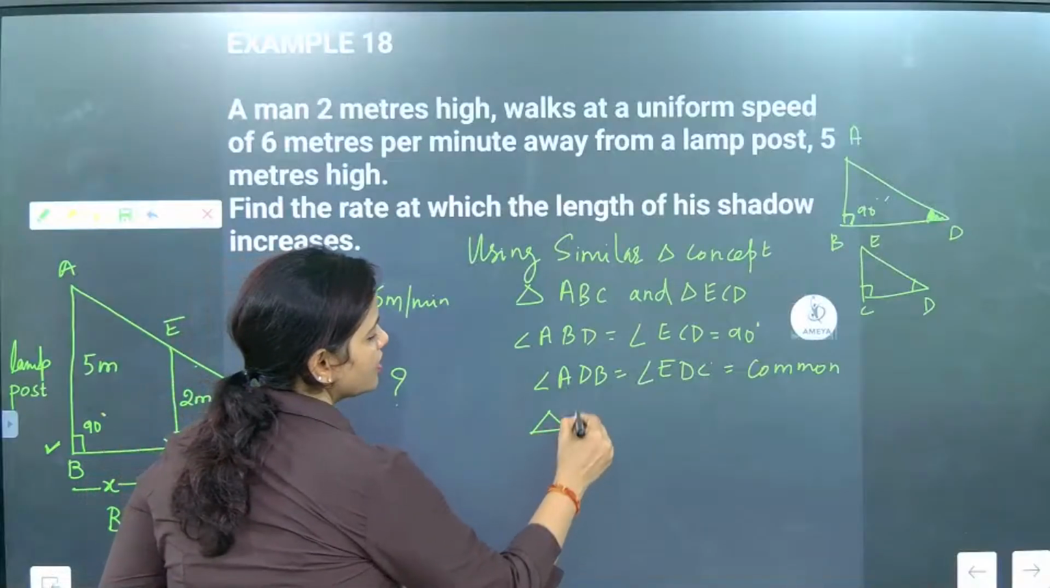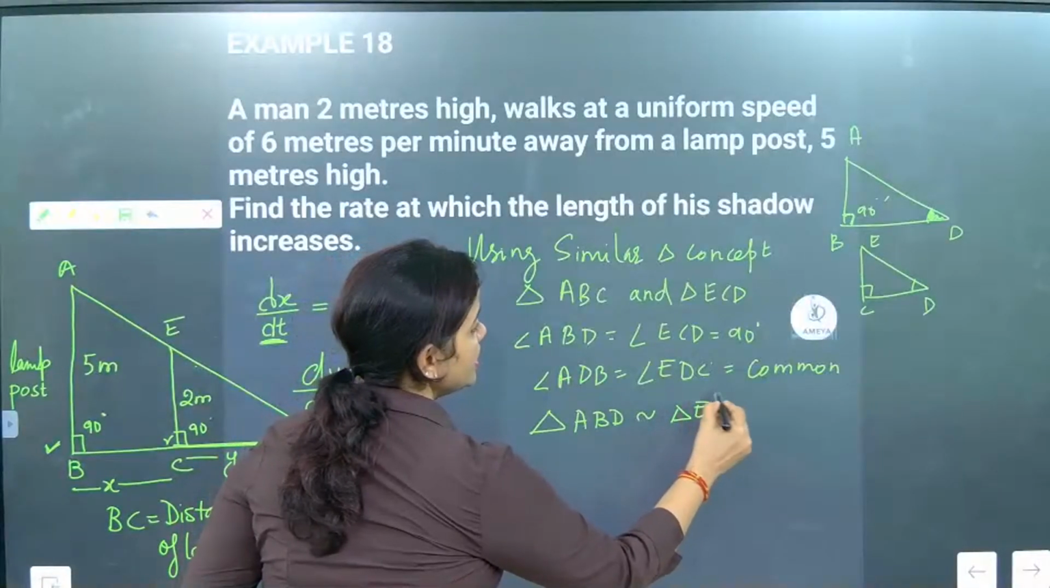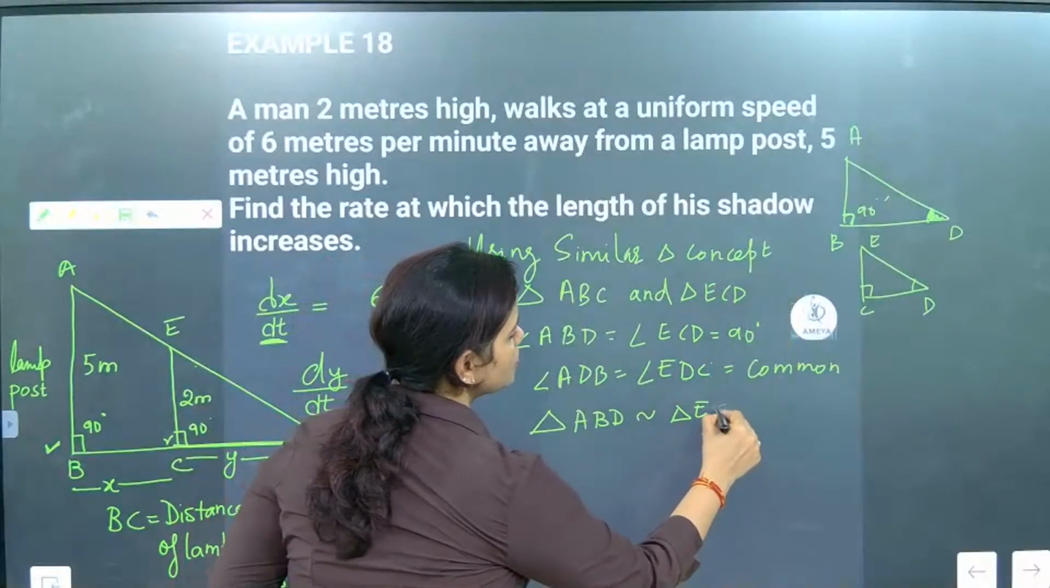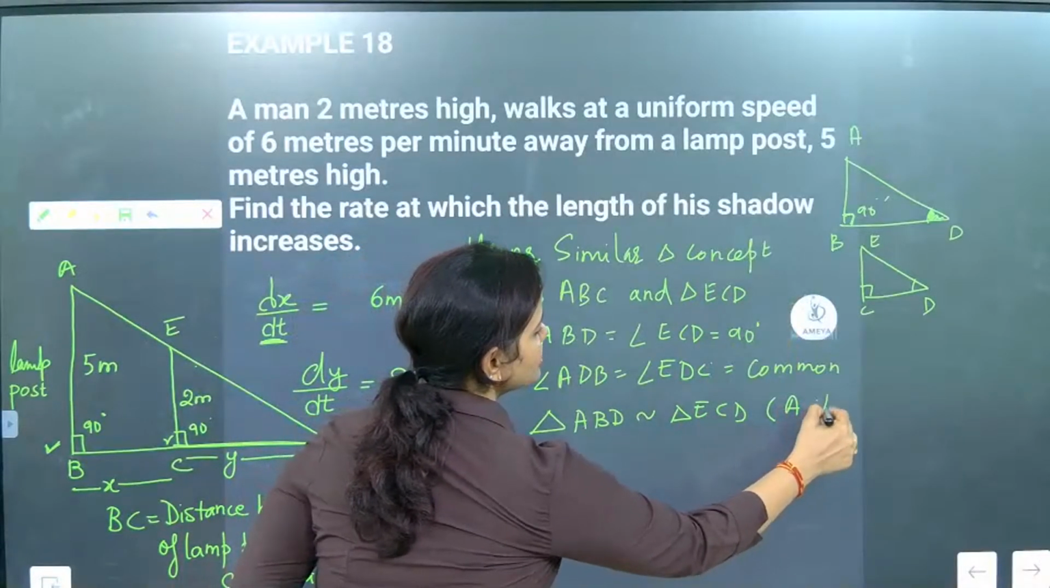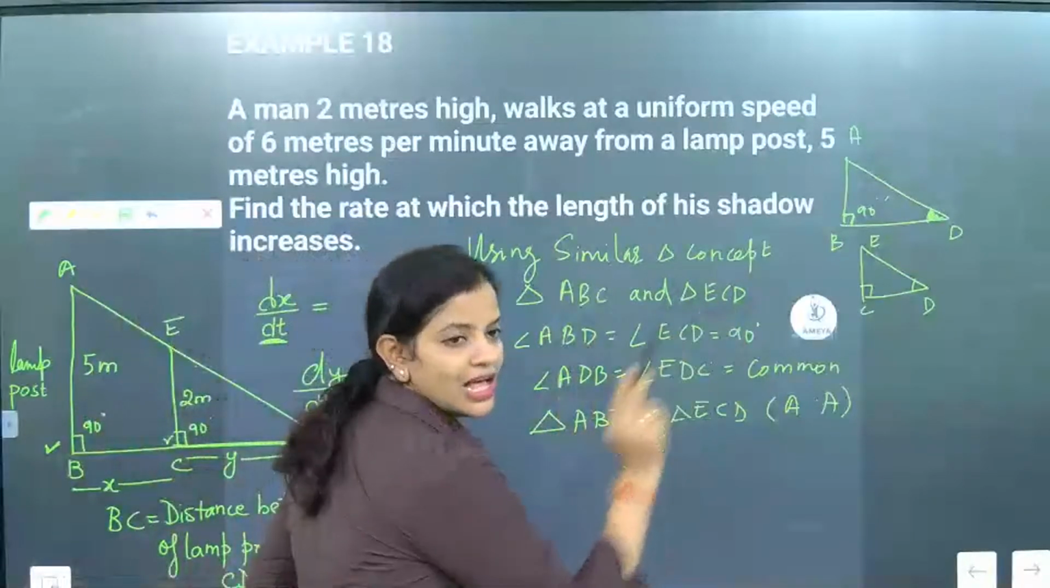So the ECD part we have done. Now it will become EDC. That means we have made two angles equal. Now it is important. Now look here, beta. Triangle ABD is similar to triangle ECD by which concept, beta? Angle concept, because we succeeded in proving 90-90 and the common angle.